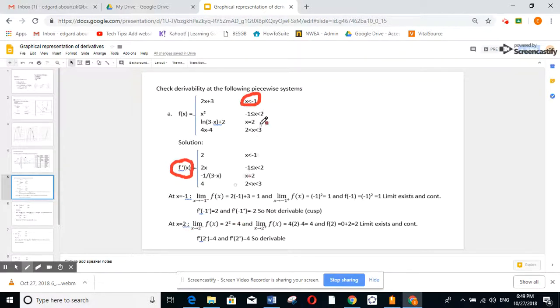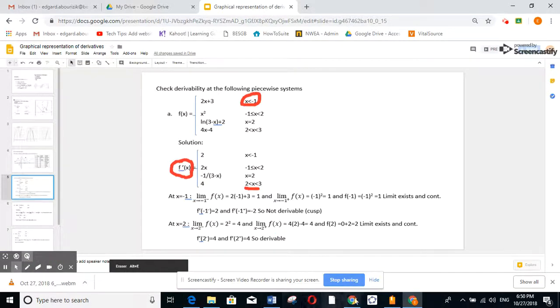Now at 2, let me check continuity. If I do f of 2 minus, it's 2 squared, 4. If I do f of 2 plus, it's 8 minus 4, which is 4. And f of 2 is ln 1, which is 0, plus 2, so it's 2. Wait, so the limit exists and it's continuous. But if you do f prime of 2 minus, 2 times 2, it's 4. F prime of 2 plus, I'm here, it's also 4, so it's derivable. So the limit exists, it's continuous and derivable.